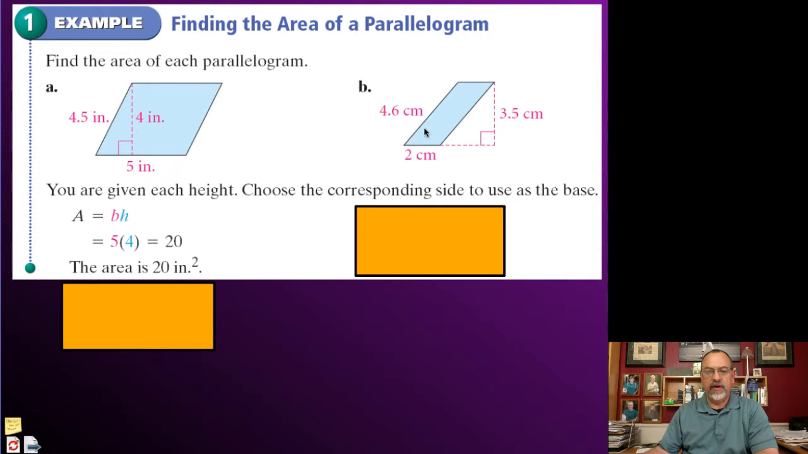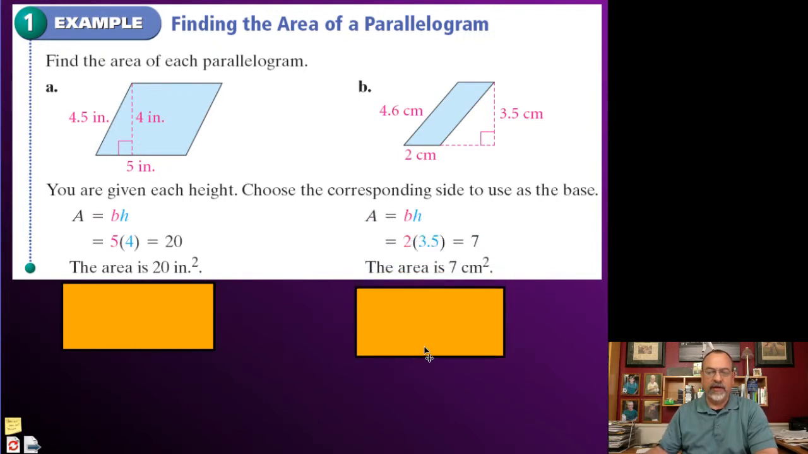In this parallelogram, again, we can't really draw an altitude inside because of the thinness of the figure, so we extend the base here and we draw this line down. So these dashed lines out here are simply reference lines showing me that this 3.5 is perpendicular to this 2, so I can use those two values in my formula as I want to calculate the area.